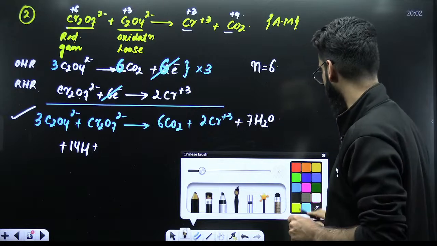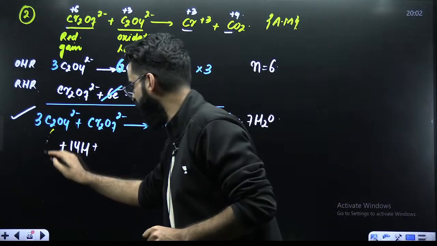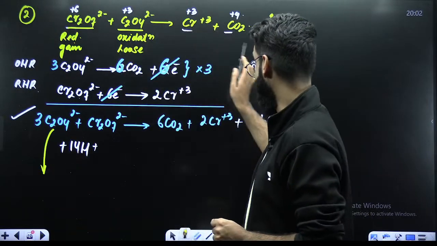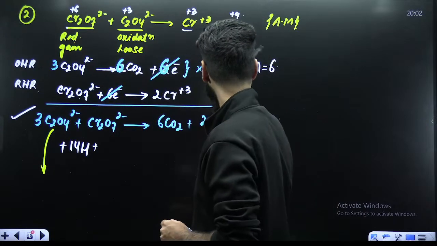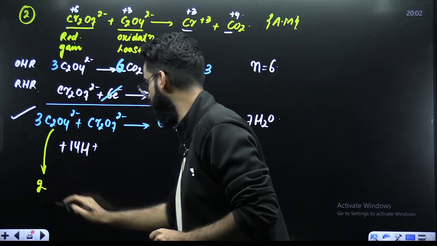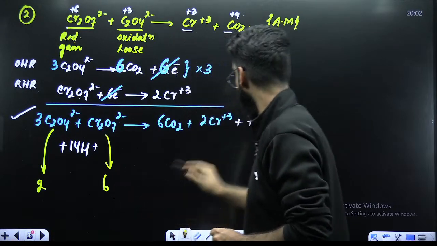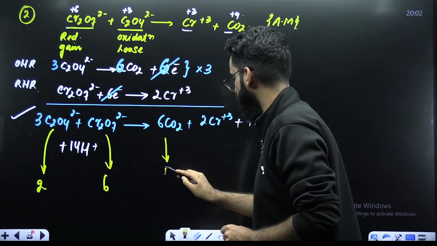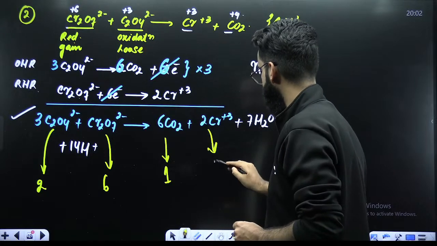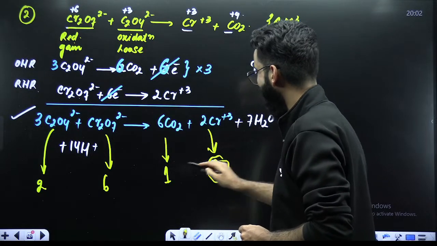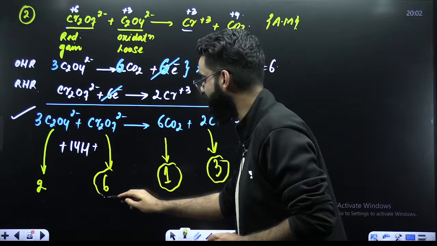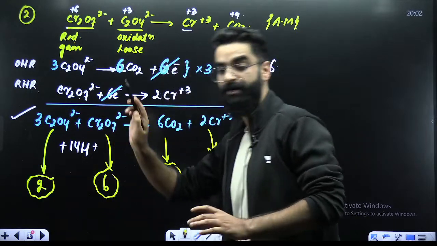If you got the value of n, tell me what will be the n factor of this particular species? It's going to be n divided by stoichiometric coefficient. So 6 divided by 3 comes out to be 2. 6 divided by 1 comes out to be 6. 6 divided by 6 comes out to be 1. 6 divided by 2 comes out to be 3. So these are all the n factors of these reactants and products which I calculated over here.